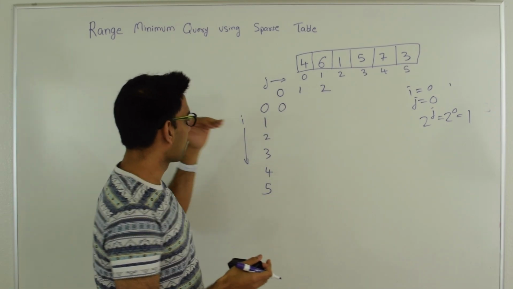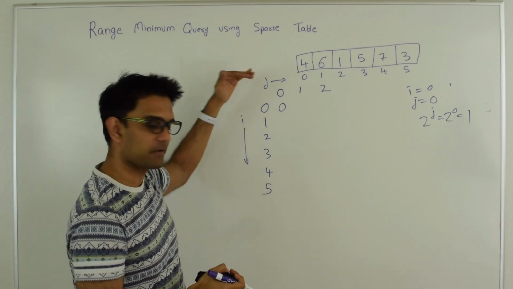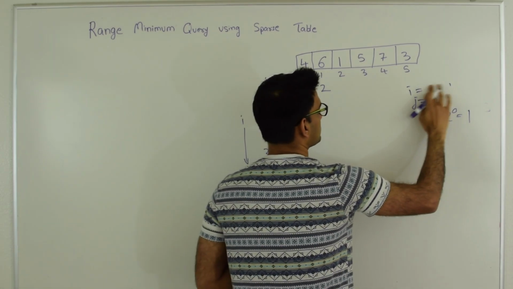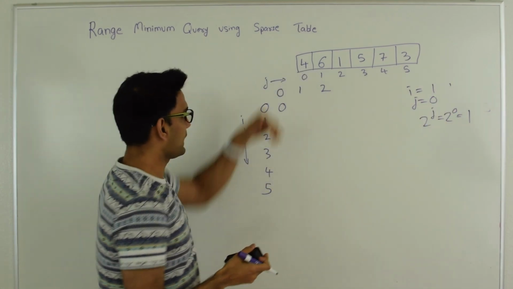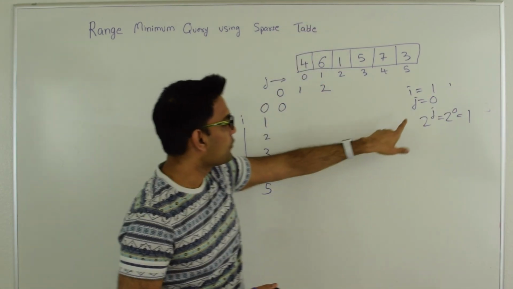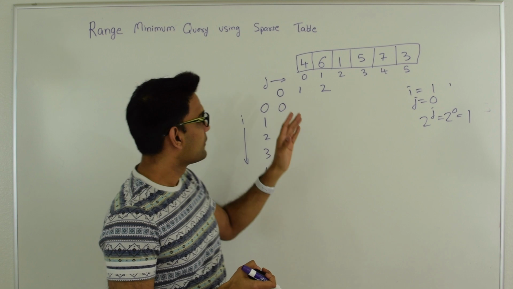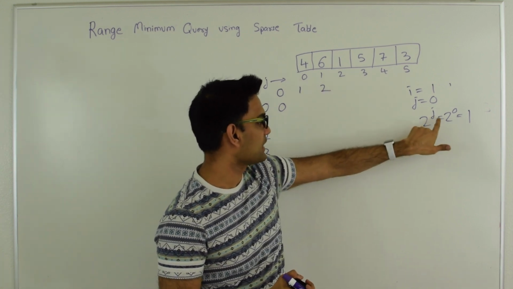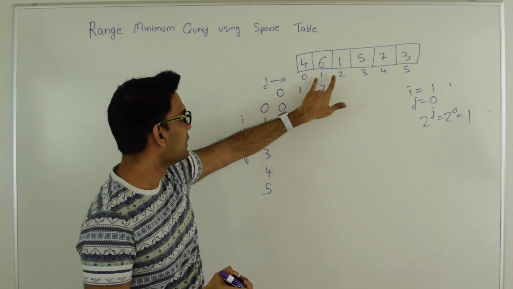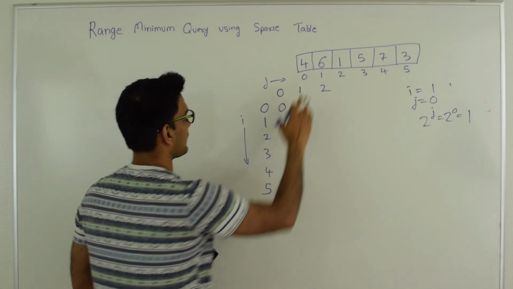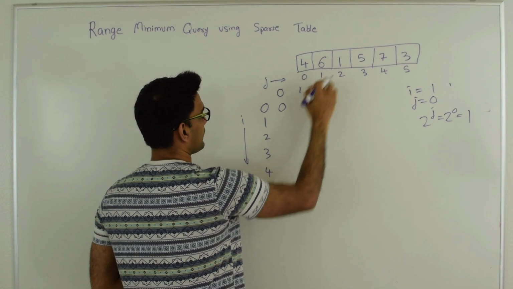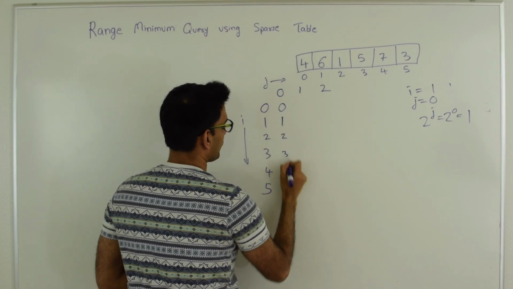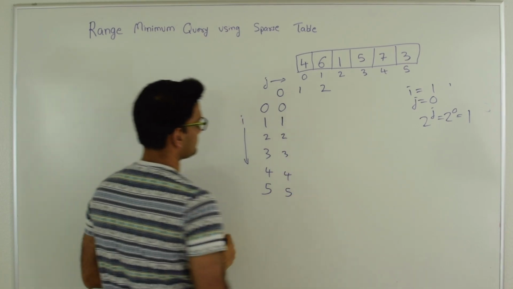Then I'm going to increment my i. So we are going to fill this row-wise first. So now my i becomes 1. So again, starting from 1, I'm looking for the minimum among the first 1 element, because j is 0 and 2 raised to j is 1. So again, that number is 6, so the index of that is 1. So similarly, this will be 2, 3, 4, 5.